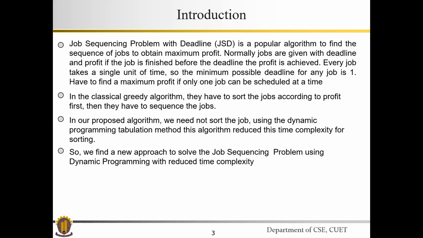In the classical greedy algorithm, they have to sort the jobs according to profit first. Then they have to sequence the jobs. They use slots according to the maximum deadline, and they put the jobs in the slots, completing the procedure by checking the deadline. In our proposed algorithm, we need not sort the jobs. Using the dynamic programming tabulation method, this algorithm reduces the time complexity of sorting. So we find a new approach to solve the job sequencing problem using dynamic programming with reduced time complexity.